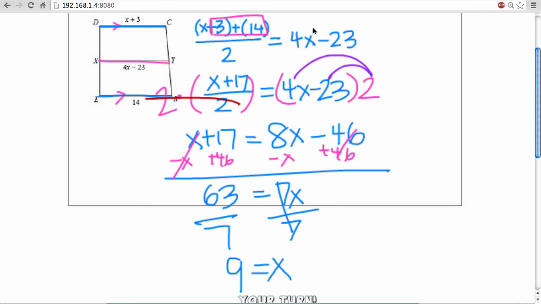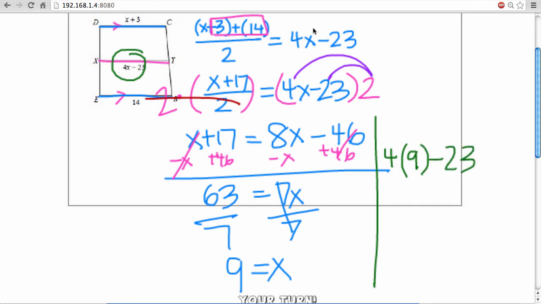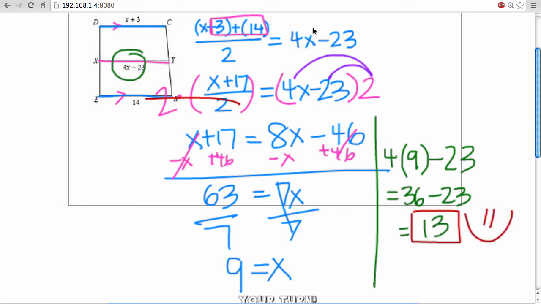But we're not done yet. We need to substitute this in to the expression for the midsegment. So we're looking at 4 times 9 minus 23. Now 4 times 9 is 36, minus 23. So the midsegment in this case is going to be a length of 13 units. And that's it.